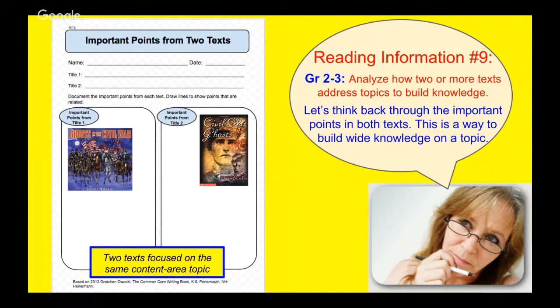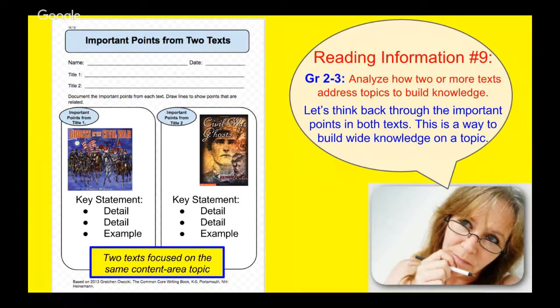And then getting into 2-3, we're looking again at a couple of texts and how they address the same topic to build knowledge. But now we're looking at it from what are the key points, the important points, and what are some details and examples that support some of those key statements. So again, definitely a bump up. And even though this is second and third, we know with differentiation, it's really not about the grade level. It's about what matches the students' need and that next step in leading their development, right?